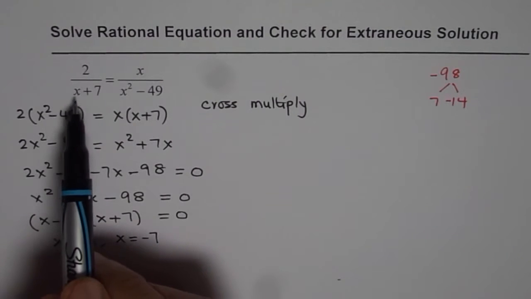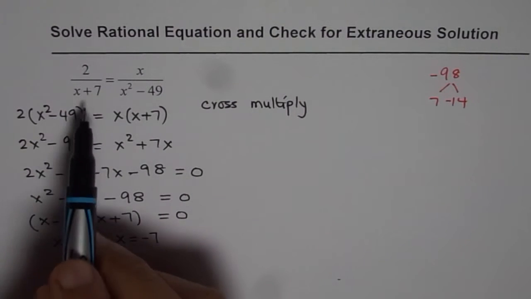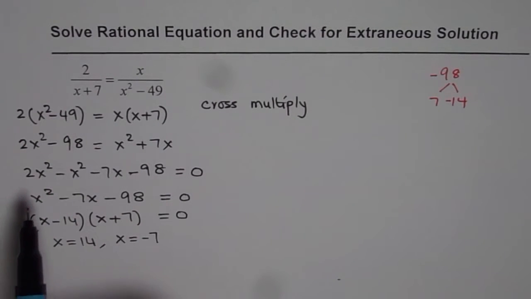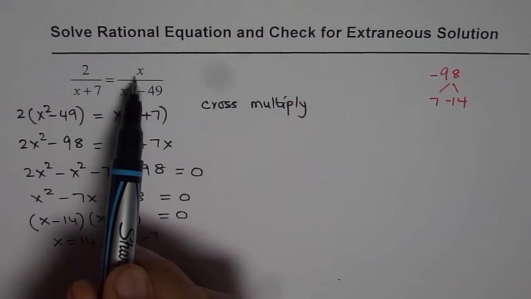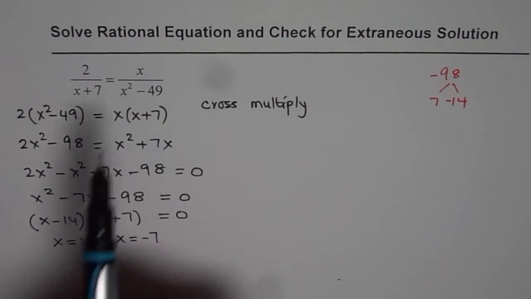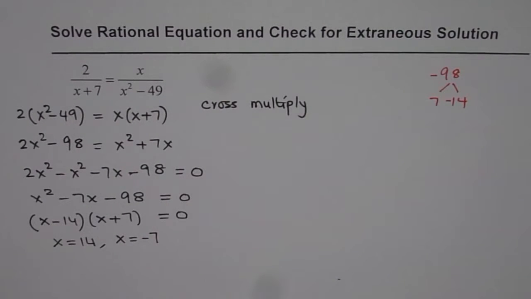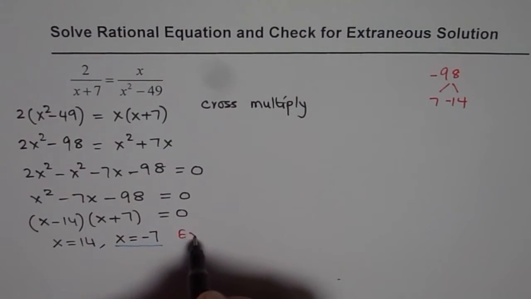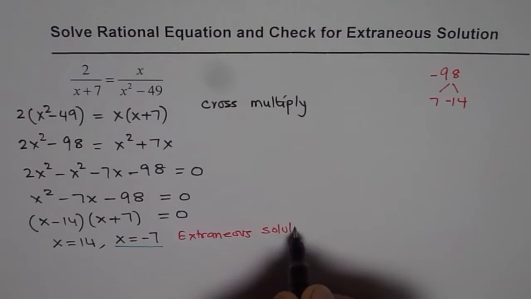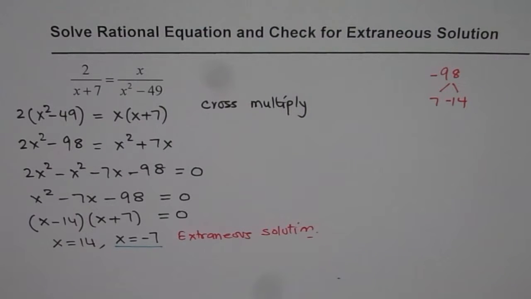Now if you put 14, there is no problem. But when you put minus 7 in your equation, what do you get? 2 over minus 7 plus 7 is 2 over 0. And here also you get minus 7 divided by minus 7 squared minus 49, so you get 49 minus 49, which is 0. So what we see from here is that x equals minus 7 is an extraneous solution. So the only solution for us is x equals 14.